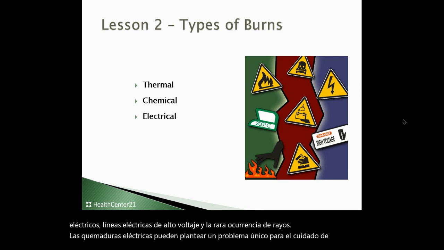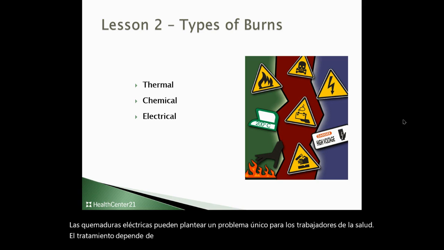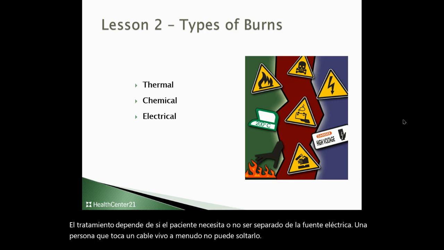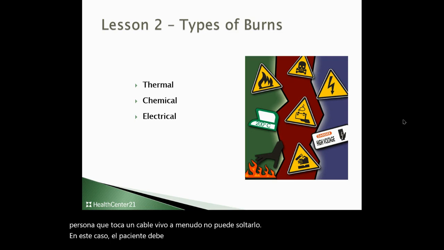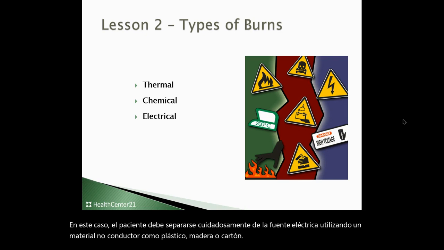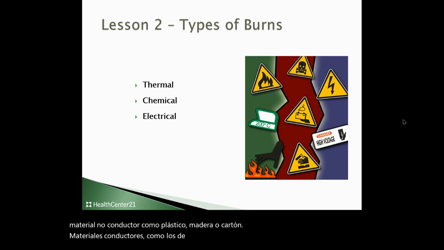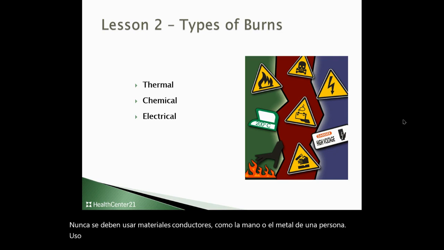Treatment depends on whether or not the patient needs to be separated from the electrical source. A person who touches a live wire is often unable to let go. In this case, the patient needs to be carefully separated from the electrical source using a non-conductive material, such as plastic, wood, or cardboard. Conductive material, such as a person's hand or metal, should never be used.